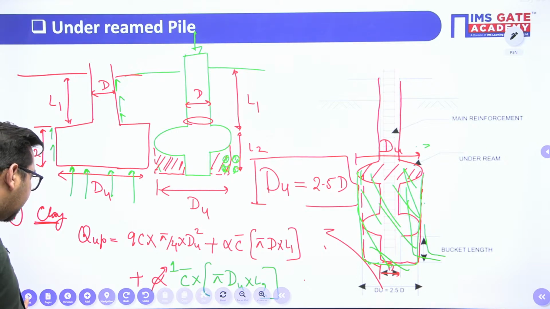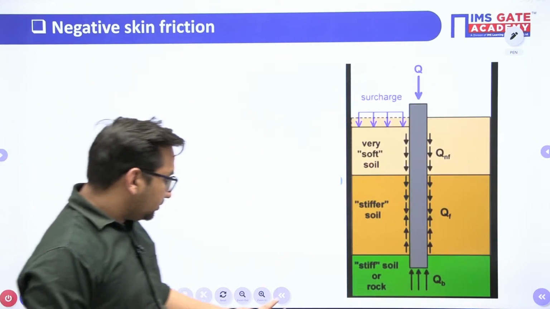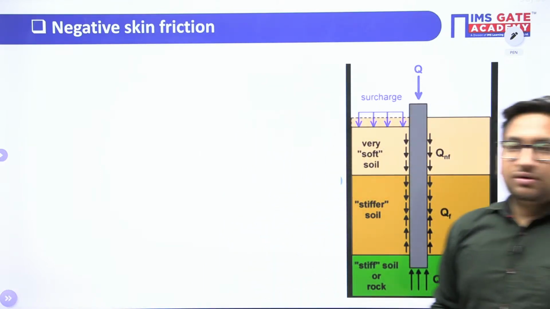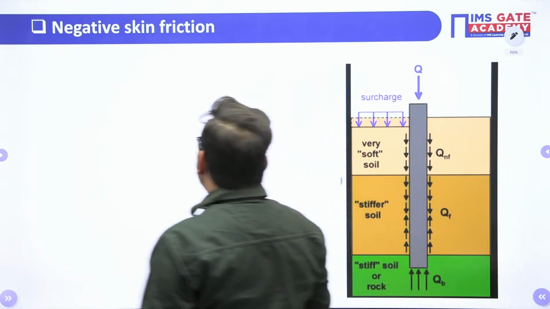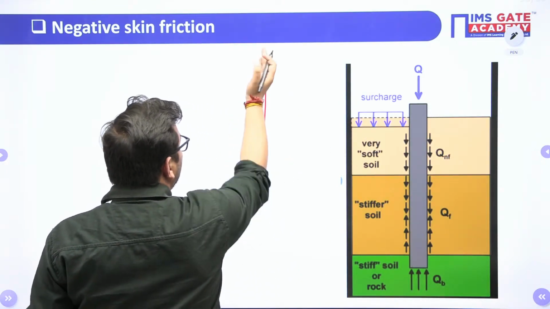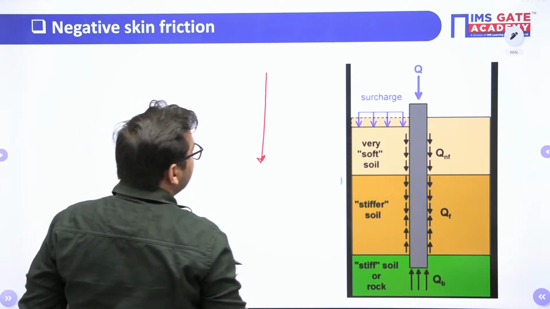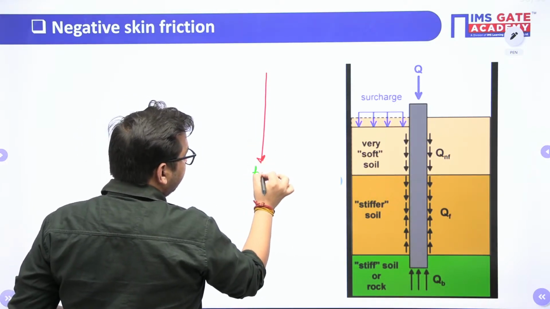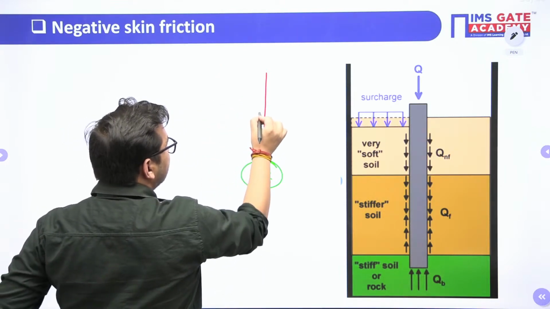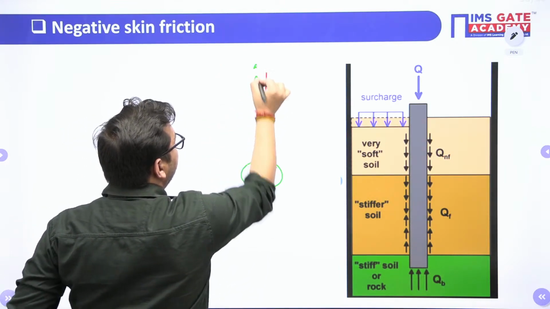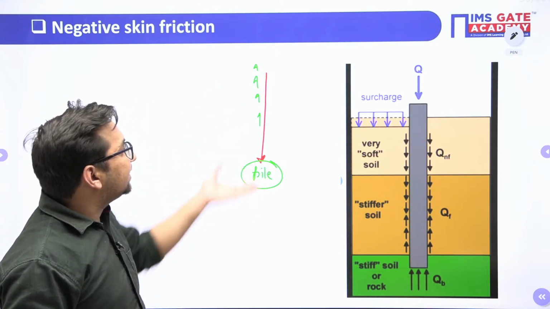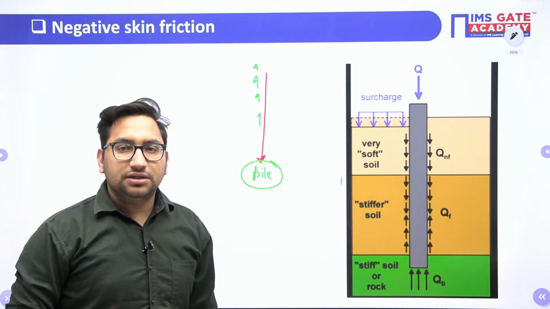There is one more concept of negative skin friction. Now, we have understood that the skin friction resistance is due to the pile moving in the downward direction with respect to your soil. So when the pile is moving in downward direction with respect to stationary soil, there was friction in this direction. And we have called it skin friction. And this skin friction was responsible for increasing the load carrying capacity of your pile, right?